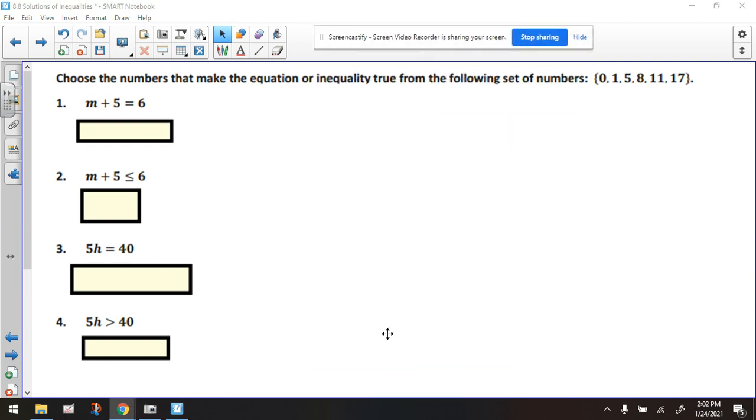We're going to compare and contrast solving equations versus solving inequalities. So let's just review how to solve an equation. For number one, they give you m plus 5 equals 6. So we usually rewrite the problem. And then the next step is to apply your inverse operations.